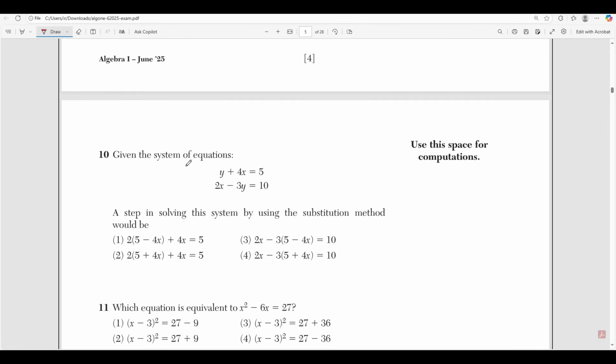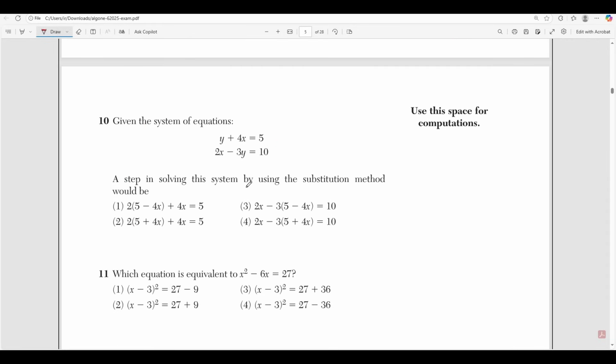So number 10 says, given the system of equations, a step in solving the system by substitution method would be to do what? So when you substitute something, you're going to plug it in, okay? Now, when you substitute a variable, you're left with only one type of variable. So in this case, each one of these answer choices shows only x. So if you have only x remaining, that means that you plugged in for y, okay? And I'll explain that later.